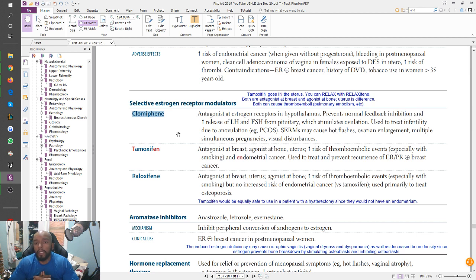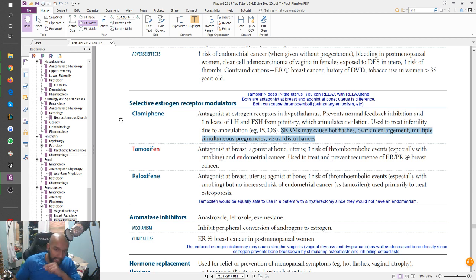SERMs may cause hot flashes, ovarian enlargement, multiple simultaneous pregnancies, or visual disturbances. And that's true for the other two medications there too, because they're all SERMs. Right? So the way this is written in First Aid, this statement should just be up here because it's true about all three of these.